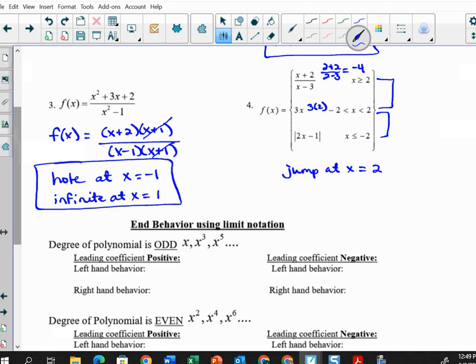All right, then I plug in negative 2. So 3 times negative 2, so I get negative 6. Is there any way I'm getting negative 6 out of the absolute value? No. No, so I know I also have a jump at negative 2.